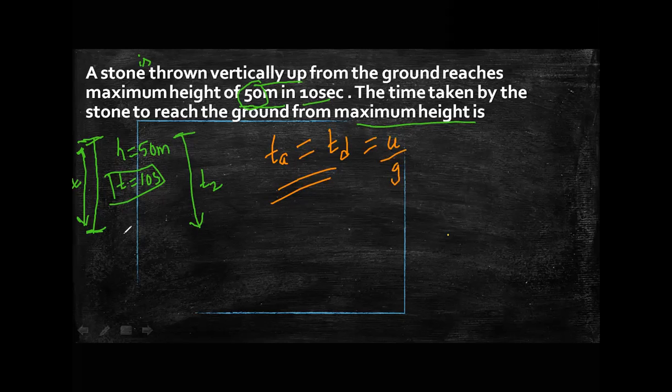So whatever time it takes from the ground to maximum height, the same amount of time you should take from maximum height to the ground. So time is how much now? 10 seconds only, without solving the problem. The same time. They make you confused, but you have to know the concept. Did you understand now?